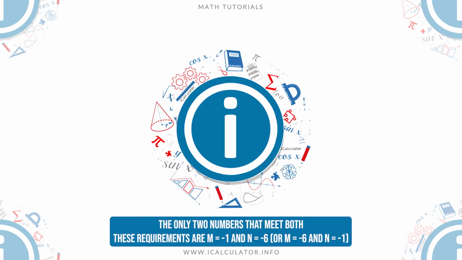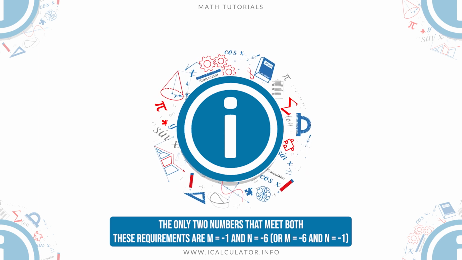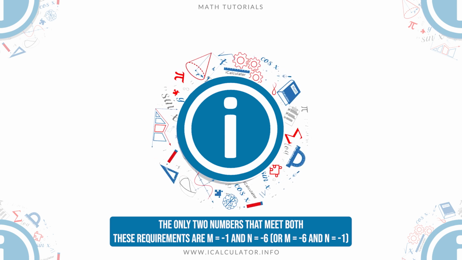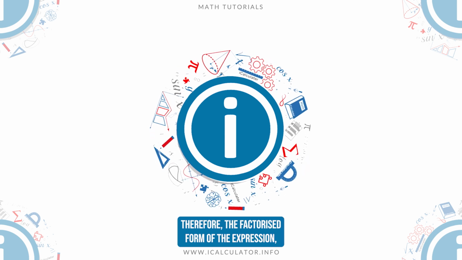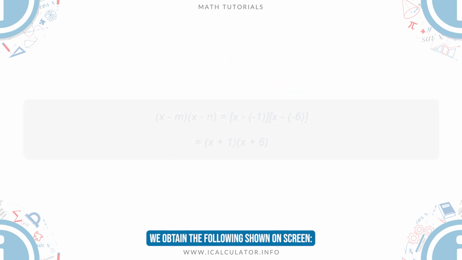The only two numbers that meet both these requirements are m equals -1 and n equals -6, or m equals -6 and n equals -1. Therefore, the factorized form of the expression is shown on screen.